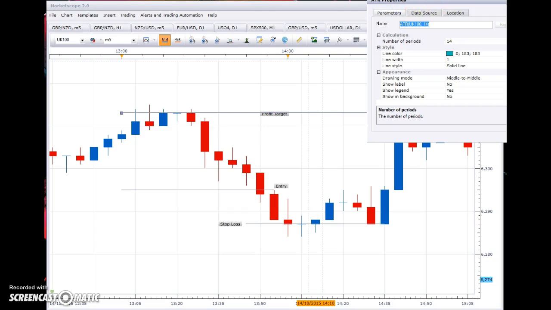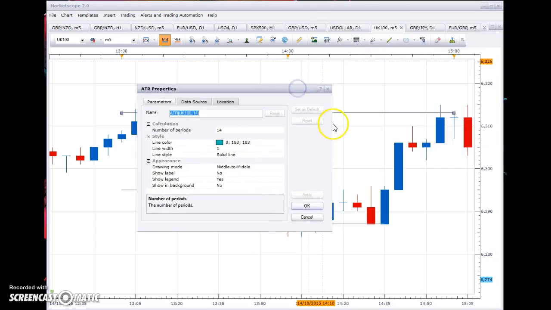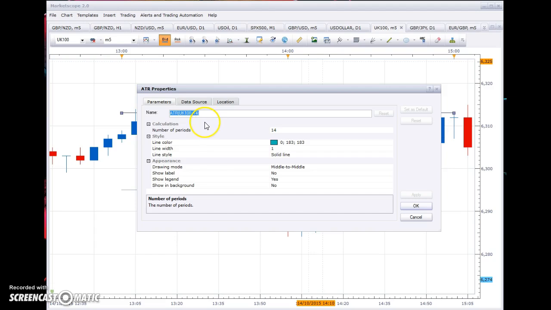This is the average true range. I'm using FXCM MarketScope 2.0 trading station. So this is the range. It's 14 periods. So if you're on a 5 minutes, that's obviously 14 times 5 is 70 minutes. So it's an hour and 10 minutes essentially. So you can extend that if you wanted to. If you wanted it to be 5 times, what would it be, 50 minutes, that would be 10. So you could change that to 10.